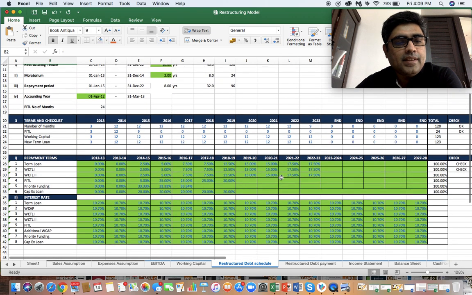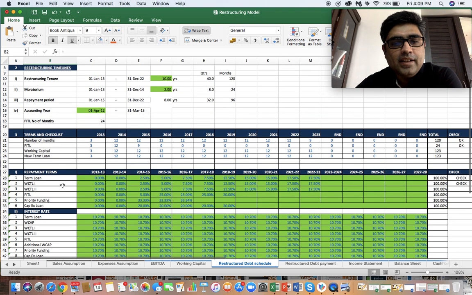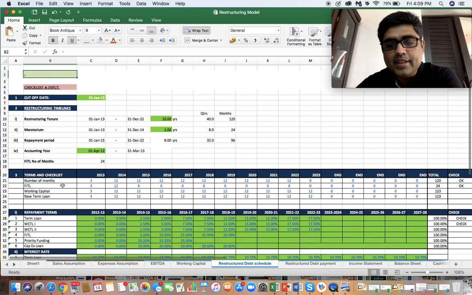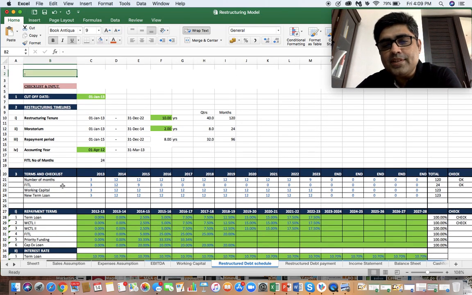So there are different nature of loans. I'm not getting into that sort of a discussion. I'll discuss it some other day. What is WCTL, what is FITL, and things like that. Here the purpose is to just give you an exposure as to how a restructuring model looks like, right?